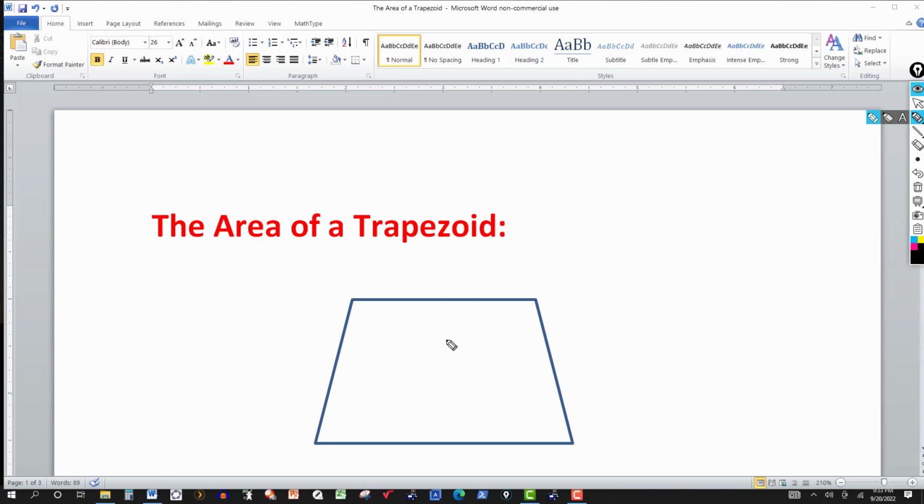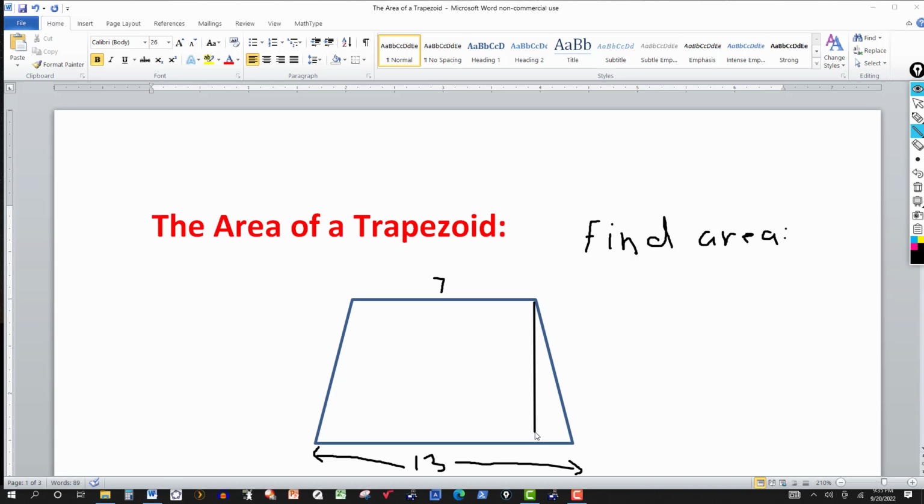Now let's suppose we have another trapezoid. Let's say this is 7 units, this base is 13, and we want to find the area. In this one, I'm given the two bases, but I'm not given the altitude. Let's break this up this way. Let's suppose I drop a perpendicular from here to this side, and from here to this side over here. So I need to find the value of this.